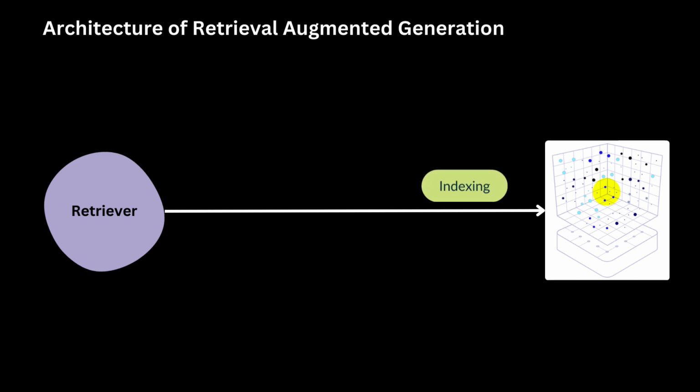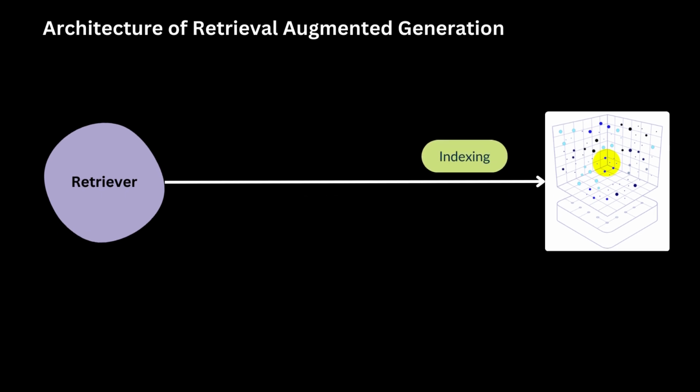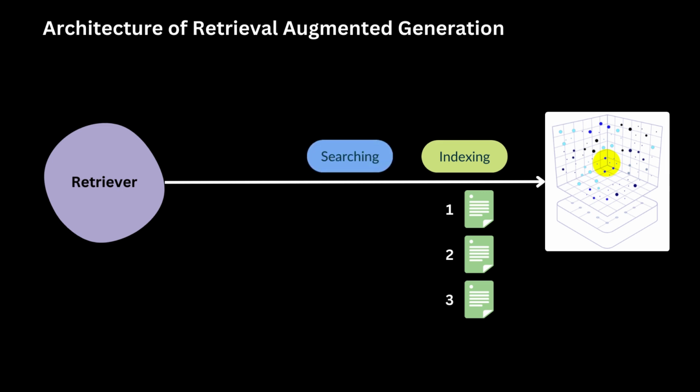The first step is indexing. It involves creating an index of the documents in the corpus to facilitate fast and efficient retrieval. Indexing techniques can vary from simple keyword-based approaches to more advanced vector-based methods using dense representations. The second step is searching. Once the index is created, the retriever uses it to search for documents that match the user query.